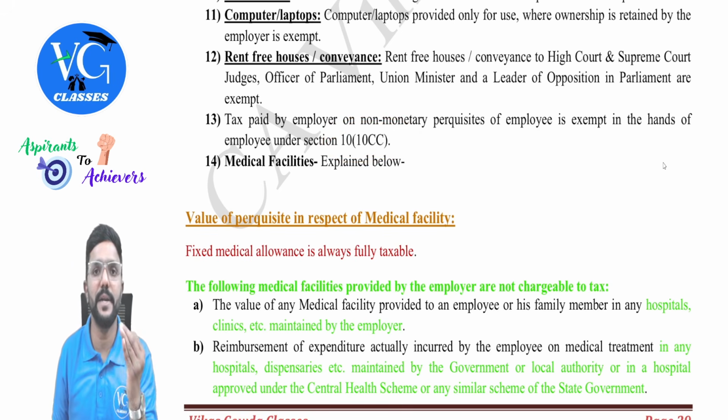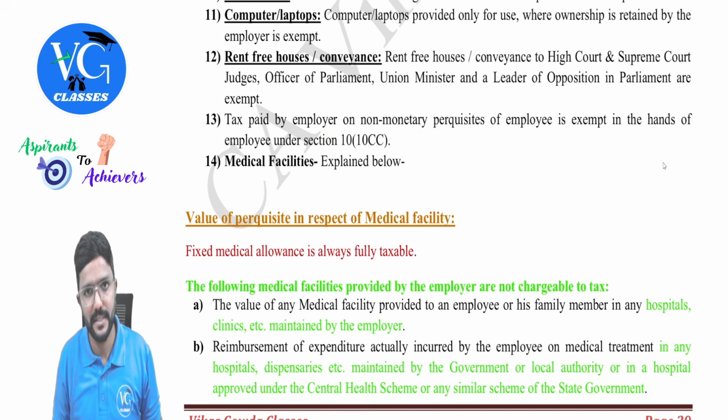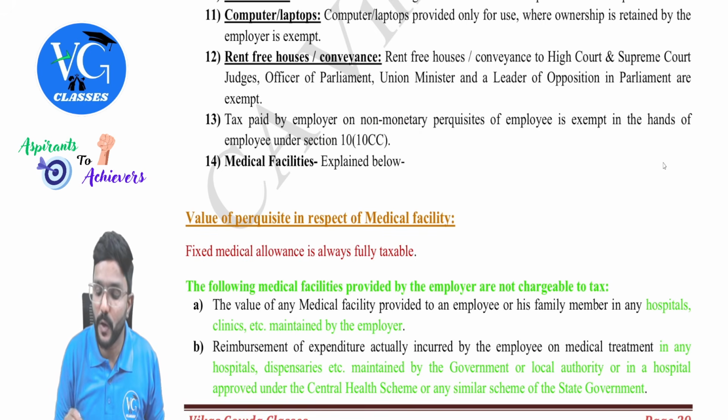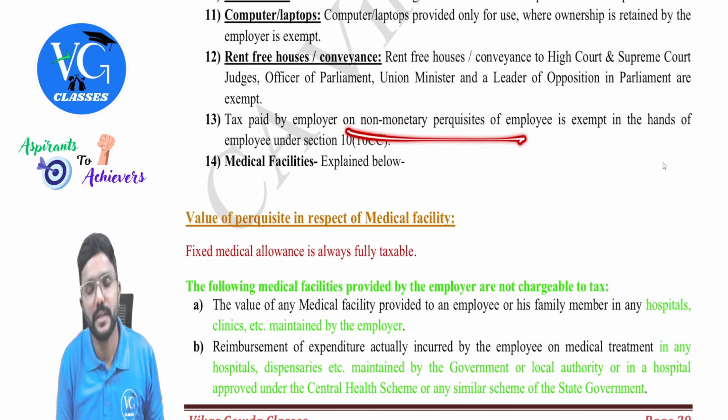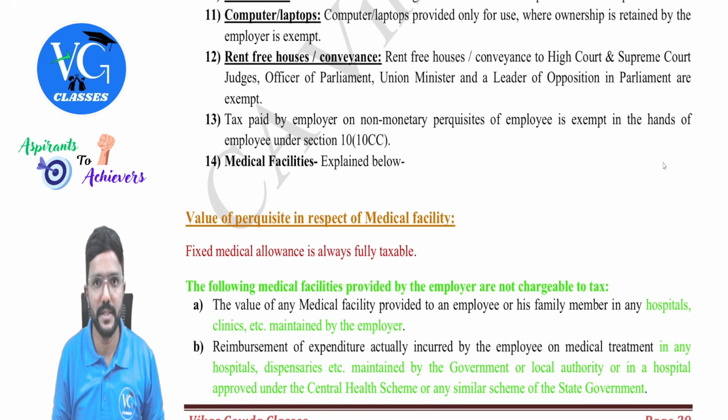Sir, what if it is monetary benefits? If tax on salary income of employee is paid by employer, it is taxable as perquisite in the hands of employee, guys. But if the tax is paid on non-monetary perquisite, then only that part will be exempt. Is that clear?